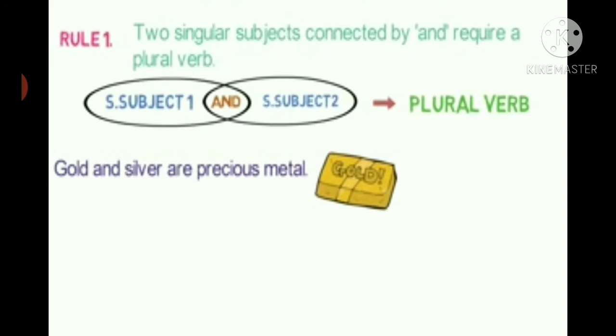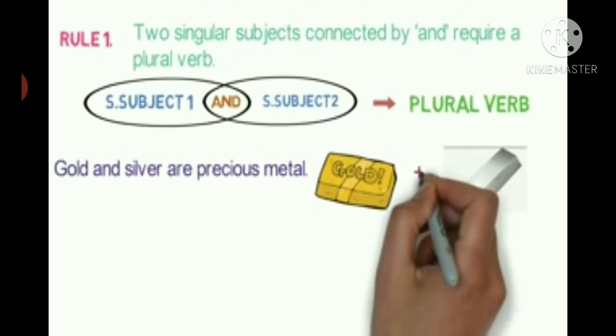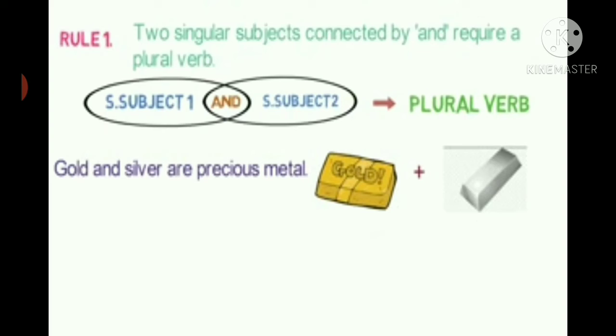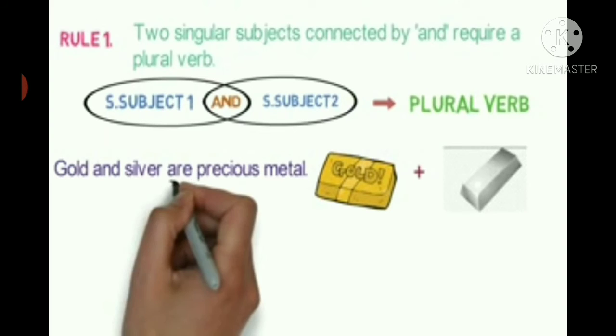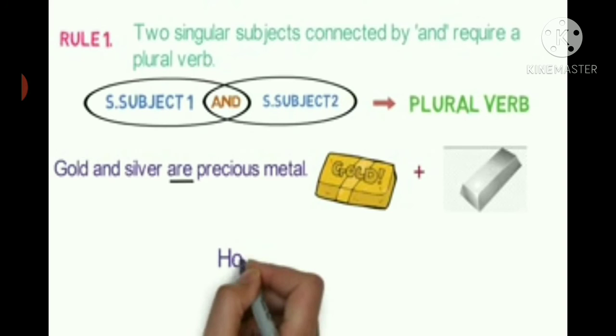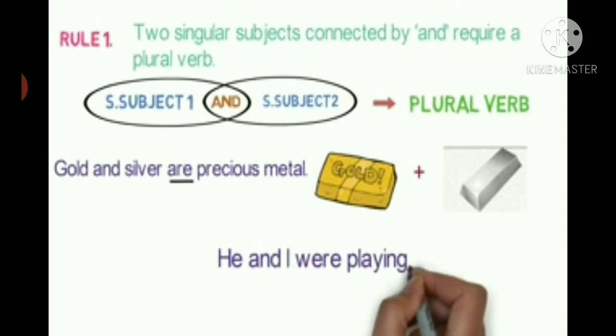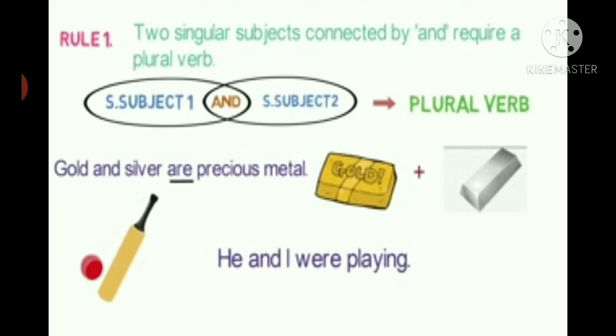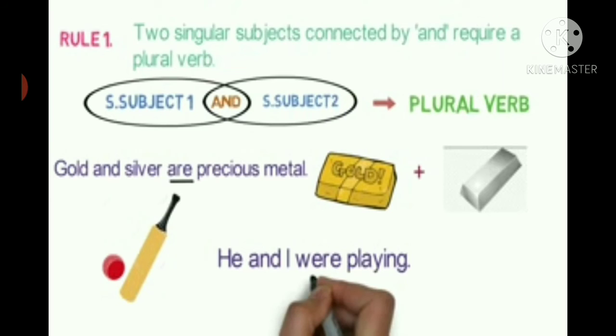Gold and silver are precious metal. Now over here first subject is gold and second subject is silver, so two subjects are connected by which word? And. So that is why we are going to use plural verb, and over here in this sentence plural verb is are. See the next sentence, he and I were playing. Now over here he, I, two subjects are there connected by the word and, so that is why we are using were.